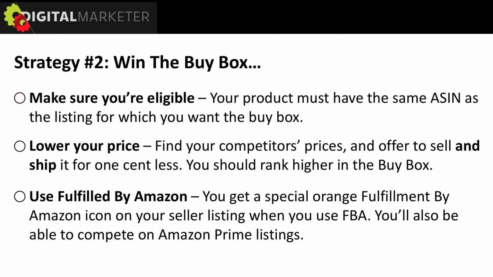Okay? The second strategy for winning the buy box, make sure you're eligible first. There's a few things to be eligible, but then lower your price. If you find your competitors' prices and you offer to sell and ship, because Amazon considers shipping in the price in determining who wins the buy box, but all you have to do is be able to sell and ship for a penny less, then you should rank higher in the buy box. And you can use an app like Wiser to go out and look at all of the competitors' prices and tell it that you want to price your product automatically 1 penny less than theirs every single time with a floor of X so you don't lose money.